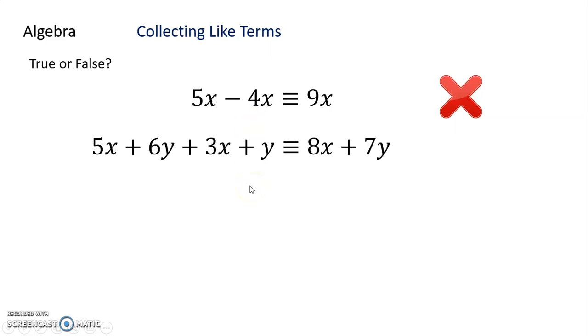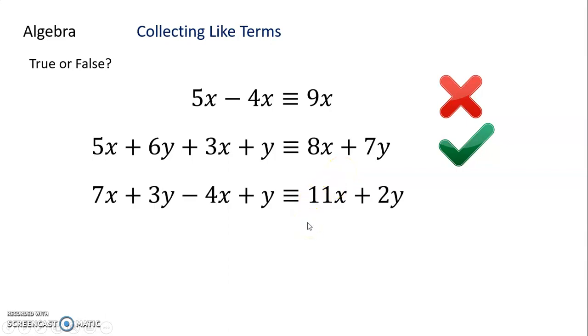Next question, 5x add 6y add 3x add y is identical to 8x add 7y. Is that true or false? So you should have decided that the answer here is true. There are no negative directions here, so it really is just a case of adding up the x's and adding up the y's. And so we do get 8x add 7y.